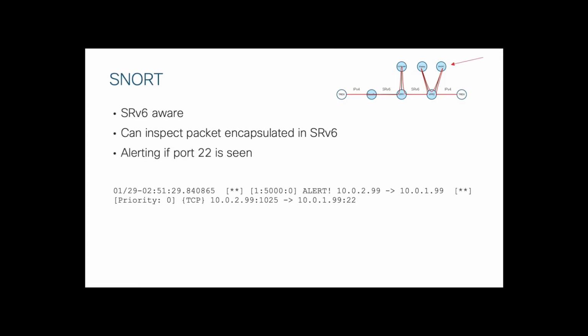The packet is also programmed to go through Snort. This is another application which is SRv6-aware, so it can take actions based on the encapsulating packet properties. But in our case, it will just raise an alert for any packet coming on port 22, which is the SSH default port.